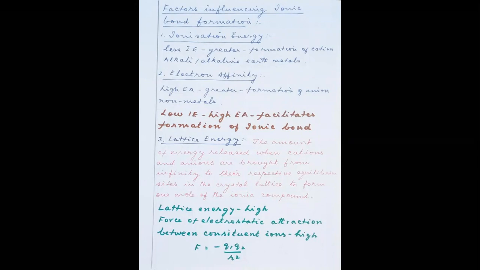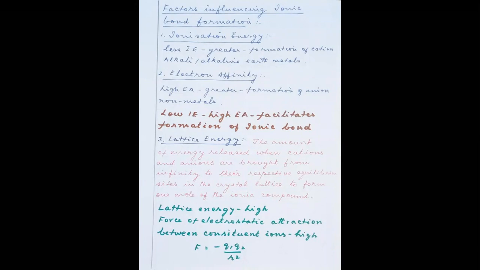See, the alkali metals and alkaline earth metals are found to have low ionization energy. So they have a greater tendency for the formation of a cation. And the second factor that influences ionic bond formation is electron affinity. If the electron affinity is very high, the tendency for the formation of an anion is greater.